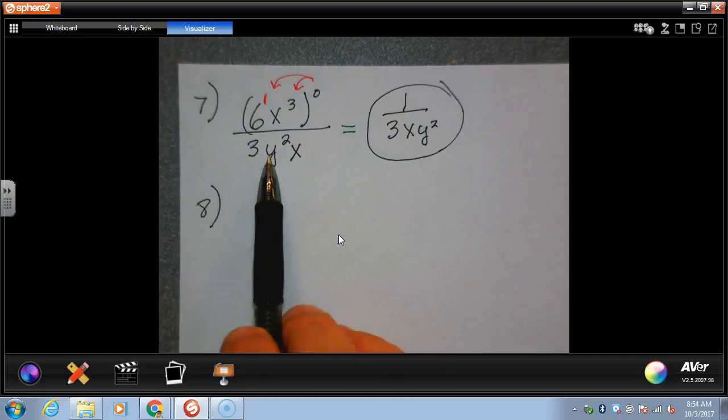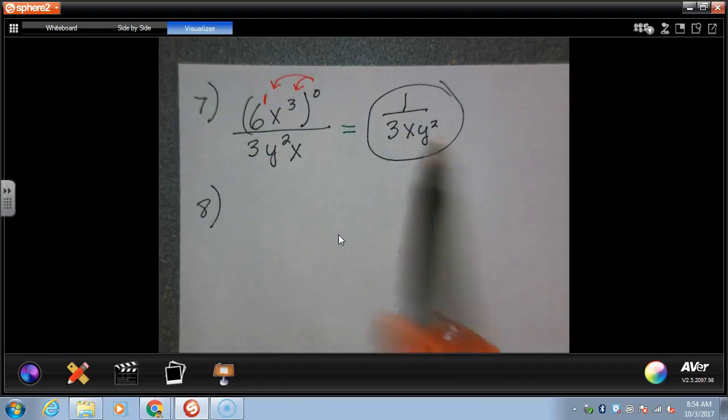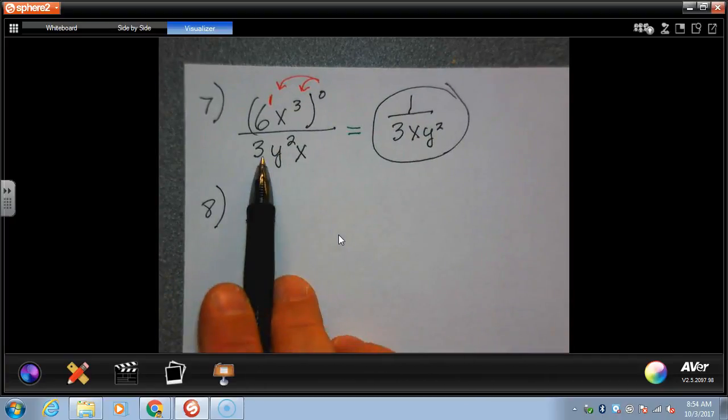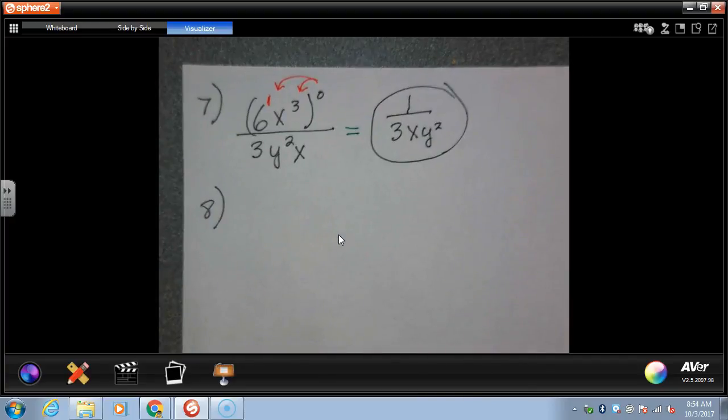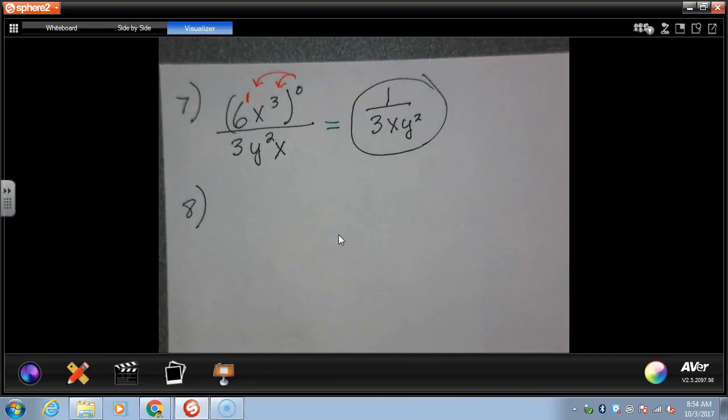3xy squared. Yeah, I just flipped them because I forgot to put the x before the y here. Commutative, I can change order.